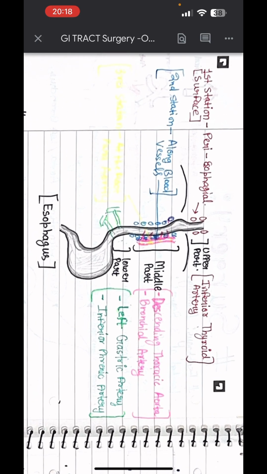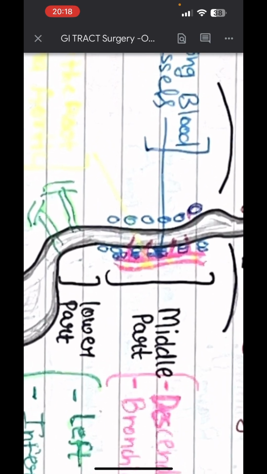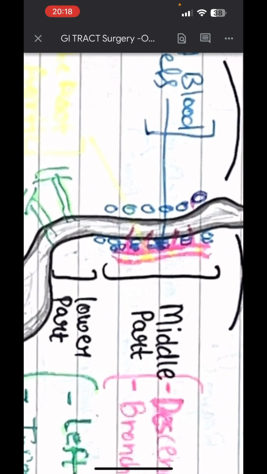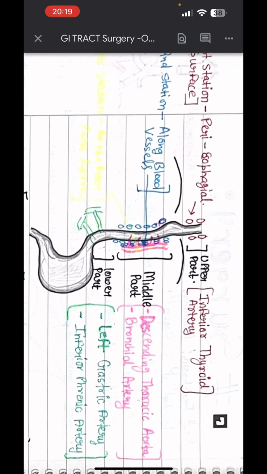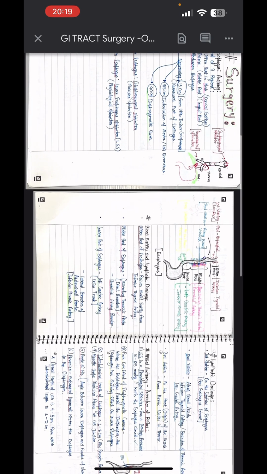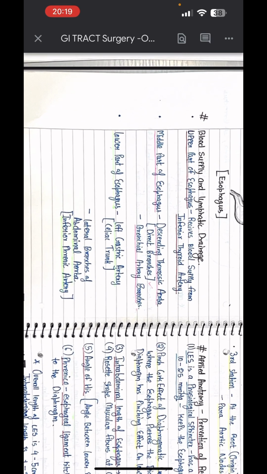So here you can see that this is the aorta with the pink color, and this descending portion is the third station for our lymphatic drainage. So let's remember it together: blood supply and lymphatic drainage. The upper part of the esophagus receives from the thyroid artery, the middle part from the descending thoracic aorta and bronchial artery branches, and the lower part from the left gastric artery and some lateral branches of the abdominal aorta.